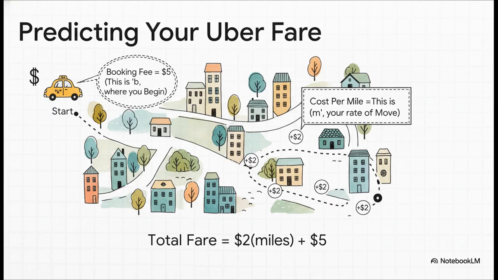That's your rate of change, your m, your move. Say $2 a mile. The equation to predict your total fare is right there. The cost is $2 times the number of miles plus that initial $5 fee. It's just y equals mx plus b in disguise.